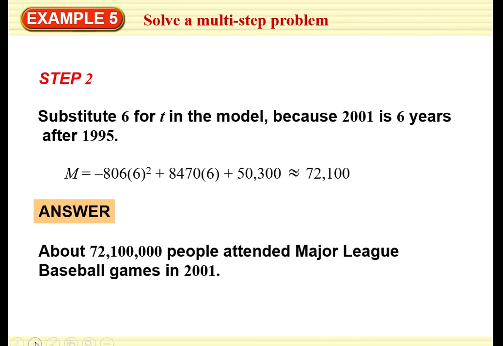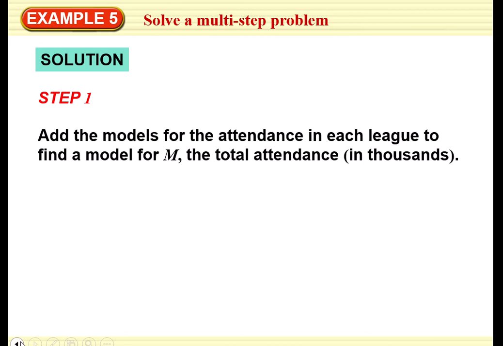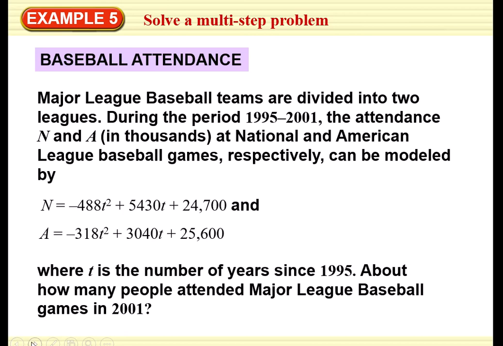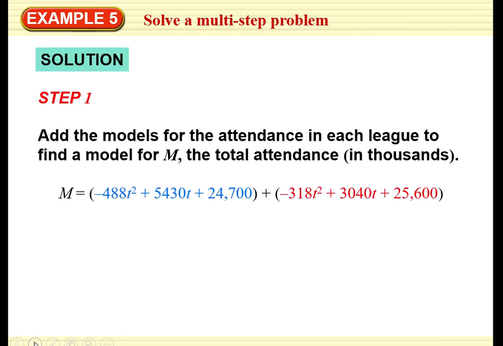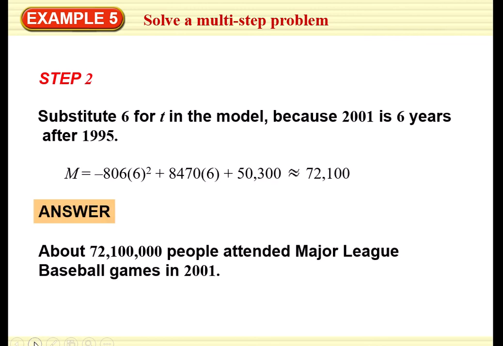Alright, so then when we do that, we get 72,100. So about 72,100,000 people attended Major League Baseball games in 2001. The reason why that number changed is because if you look back at the problem, it does say in thousands. So whatever number we got, we needed to multiply by 1,000. So we got 72,100, and I multiply that by 1,000, adding 3 zeros onto the end. That gives me just over 7 million.